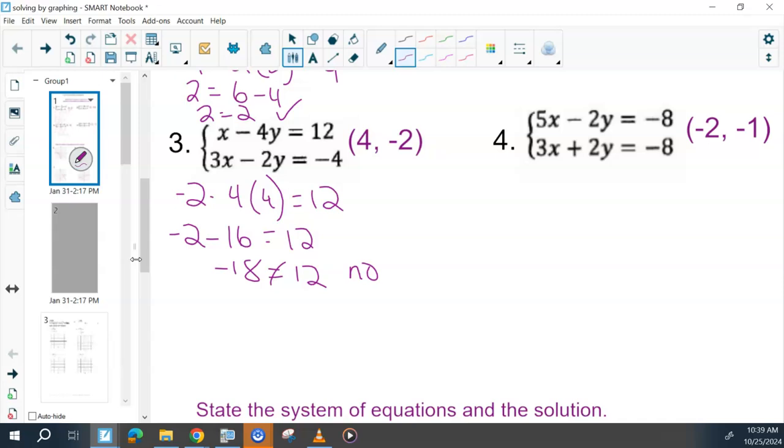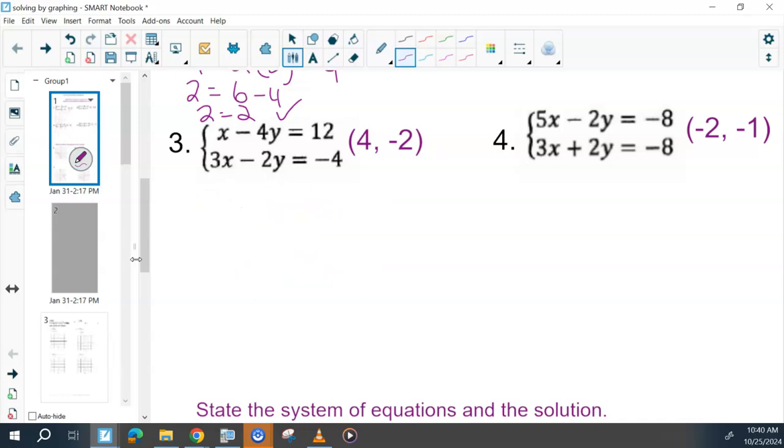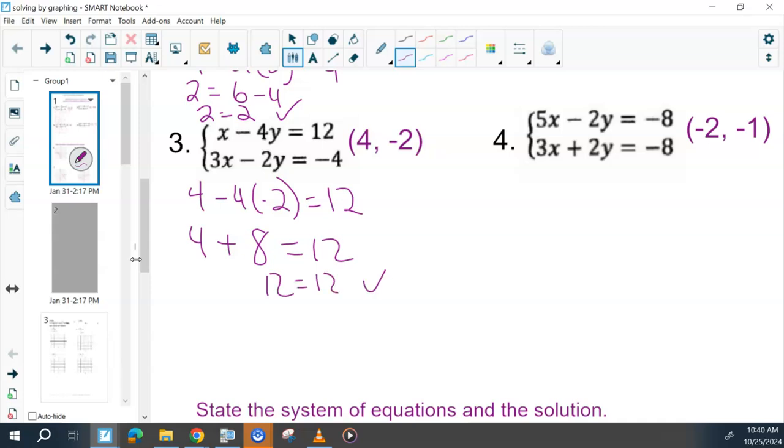Anderson. I thought the 4 was supposed to be... Did I do that backwards? Yes, I did. Okay. Alright. So now, does 4 plus 8 equal 12? Yes. My apologies.